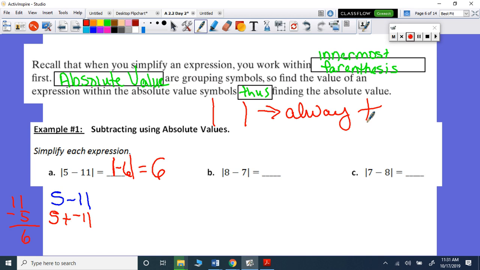All right, so this guy's an easy one. 8 minus 7 is 1. What's the absolute value of 1, kiddos? 1. If it's in there negative, it comes out positive. If it's in there positive, it's going to come out positive.